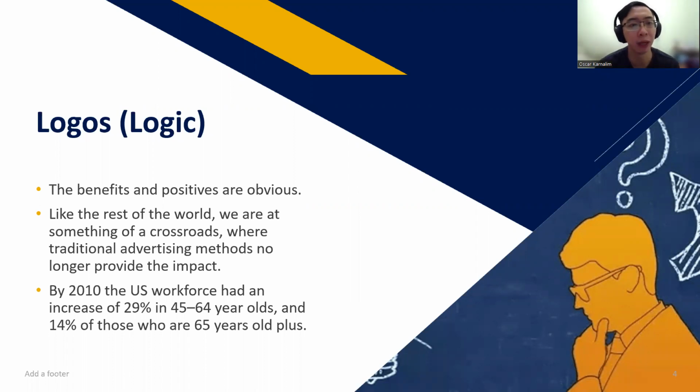So, like the rest of the world, we are at something of a crossroad where traditional advertising methods no longer provide the impact. So, we need to do this kind of thing. We need to provide all possible benefits, show them so that they can get interested in our product or services. By 2010, the US workforce had an increase of 29% in 45 to 64 year olds and 14% of those who are 65 years old plus, which means when we try to advertise, we need to consider these aspects and we need to consider the potential benefits for them.